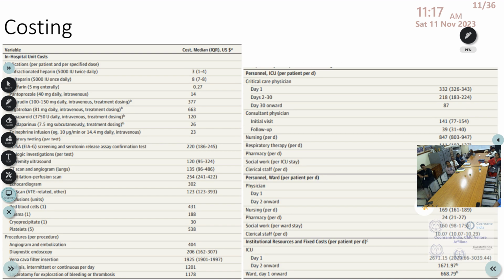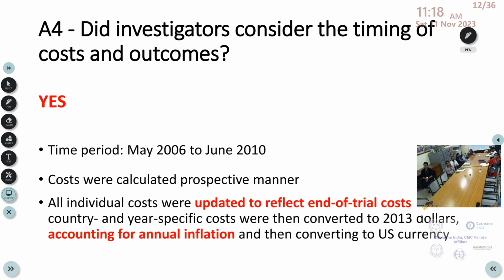So this is a table of all the costs of each unit. Like day one of critical care physician is this much, day one of the ward stay is this much, the cost of one vial of unfractionated heparin is $3, whereas the cost of low molecular weight heparin is 8. So they've given the costing which they've done. So now the next question, did the investigators consider the timing of cost and outcome? So like I said, this was a prospectively done RCT done over 2006 to 2010.